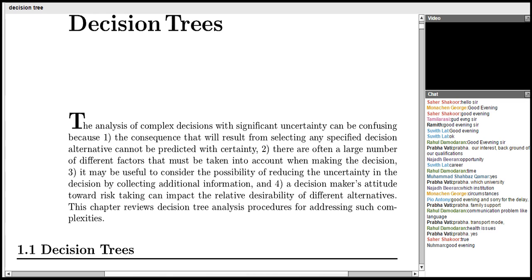Okay, let's look at an example. To illustrate the analysis approach, a decision tree is used in the following example to help make a decision. So we're going to look at this problem. This is a product decision. It's a firm that has to make a decision whether or not to produce a particular product.